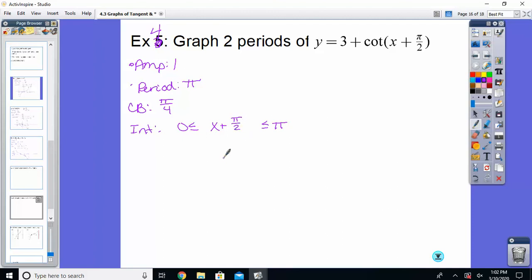X plus pi over 2. If I solve for x, I subtract my pi over 2. So we get from negative pi over 2 to positive pi over 2. What's this 3 doing to my graph? 3.